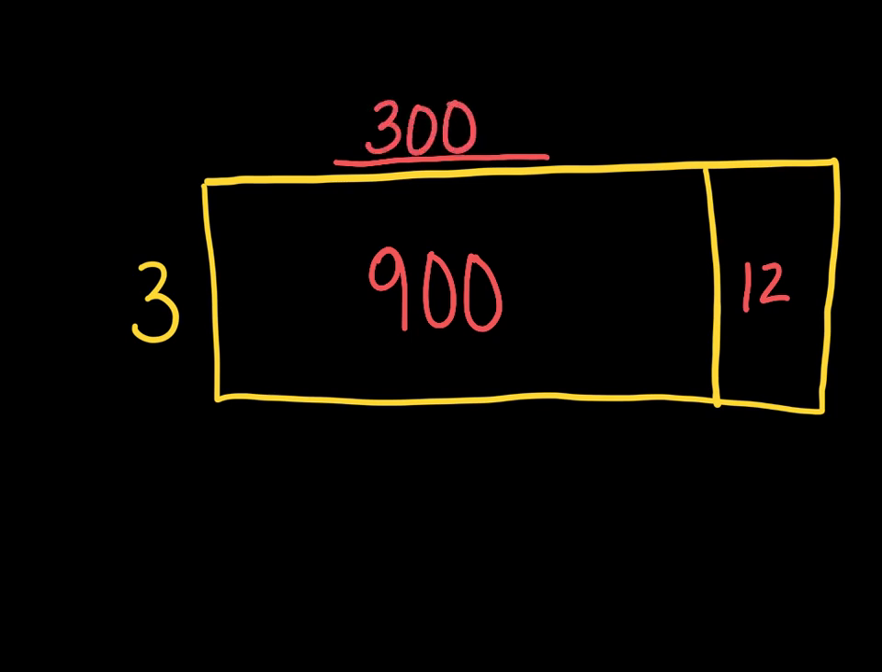Another way of doing this, because it is 912, we can put 900 in here using an area model and 12 here. 3 times what gives you 900? 300. 3 times what gives you 12? 4. Add them up and you get 304 as your quotient using the area model.